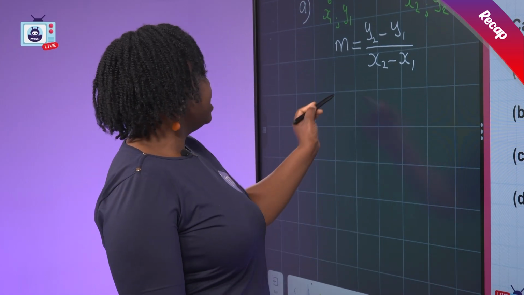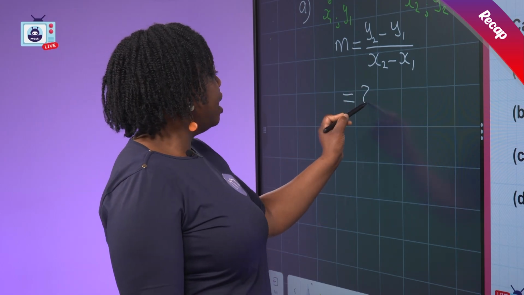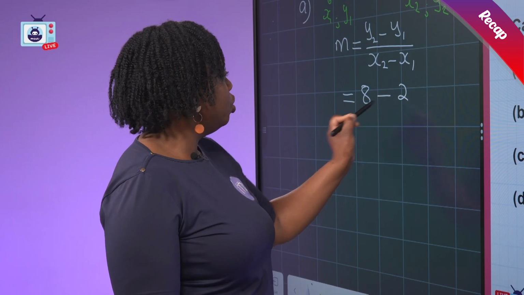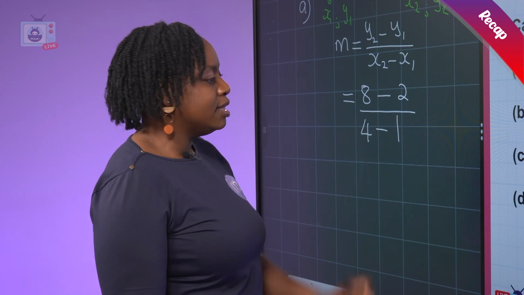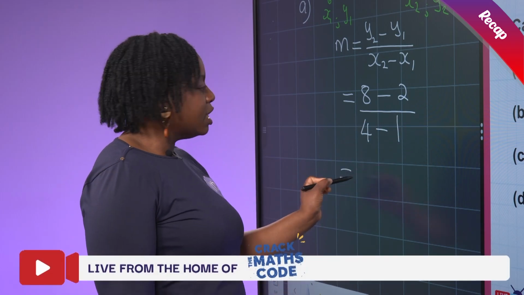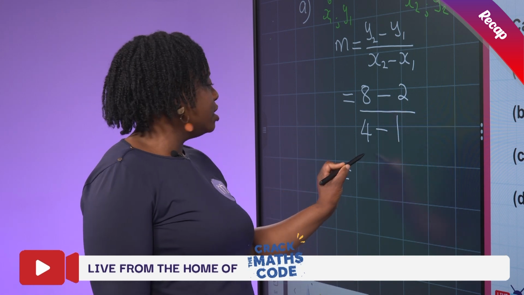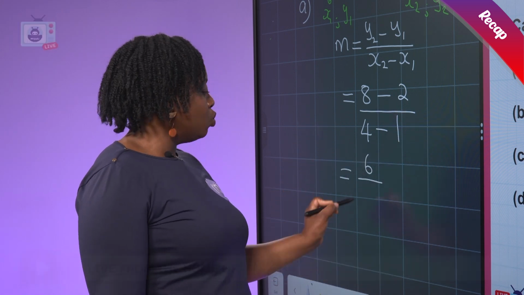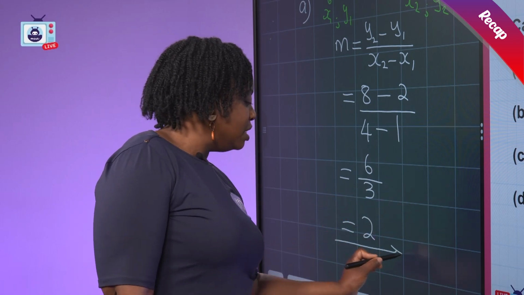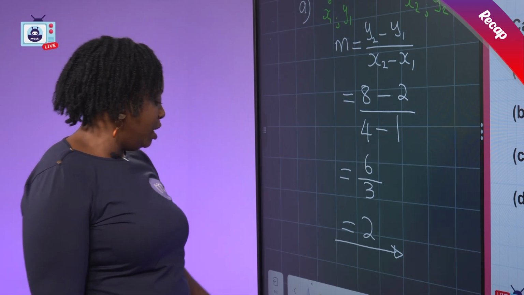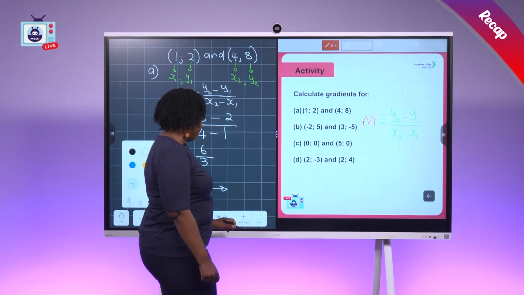As we have that, let's substitute. What is our y2? We said it is 8. So we're going to have 8 minus 2, and then our x2 is 4, while our x1 is 1. Then we can use a calculator, or we can just use our mental math. 8 minus 2 is 6, and then 4 minus 1 is 3, which will give us the answer 2. So that means that our gradient will therefore be 2. That's what you do to calculate the gradient, and you can always keep on doing it like that.